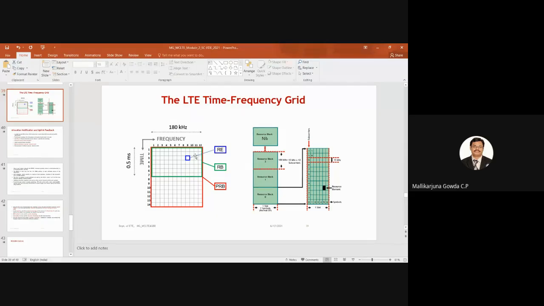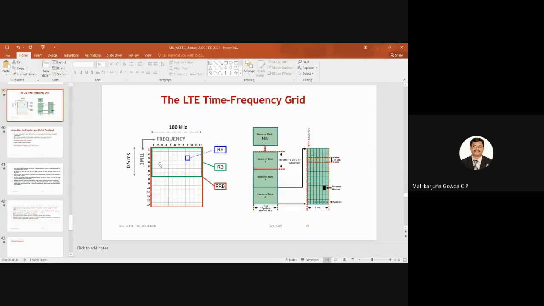What I wanted to say here is that the time slot in LTE is 0.5 milliseconds, right? Two consecutive time slots make a subframe. Hope I am clear on what I am saying. One time slot means 0.5 milliseconds, which consists of 7 OFDM symbols. So two slots means there will be 14 OFDM symbols. Two slots is equal to one subframe.